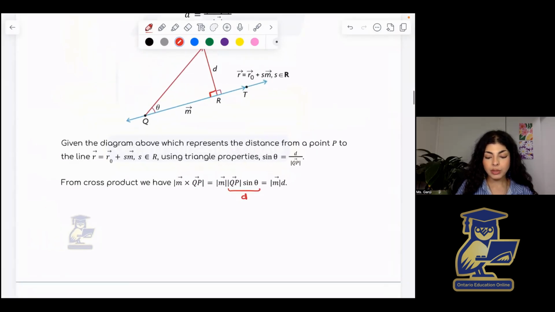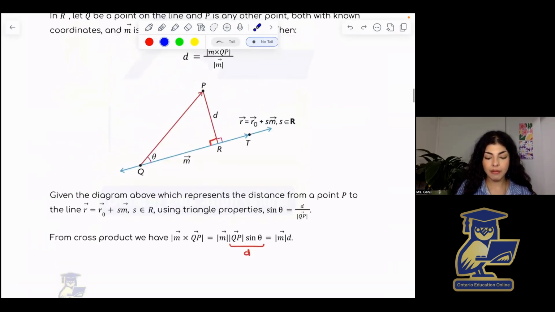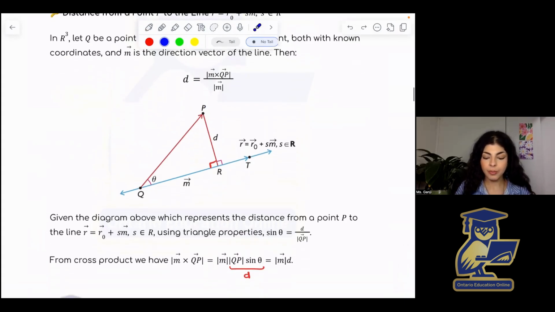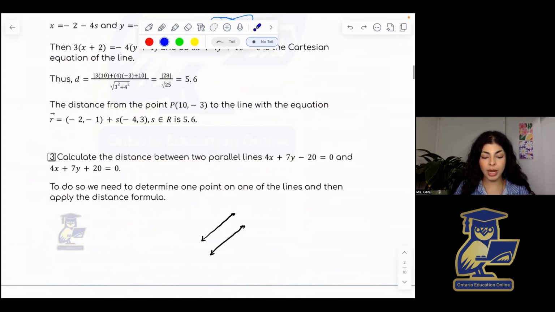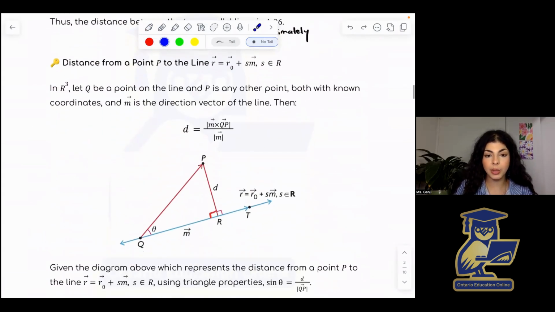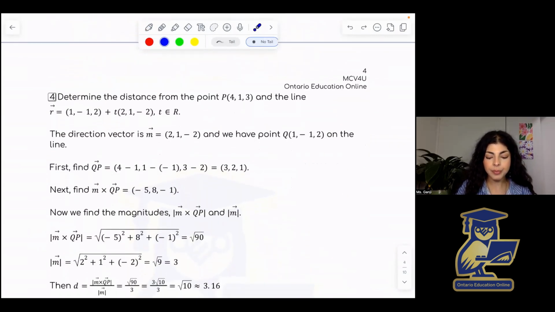But remember, we were trying to solve for d, so we start with the cross product of QP and m. We take the absolute value here and divide it by the magnitude of m, which is exactly this formula above. So you can also try this example that we just did now with this new formula and see that you get the same answer. But I'm showing you one more example here.